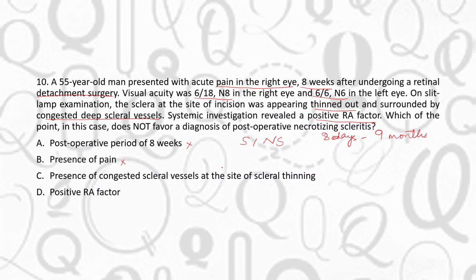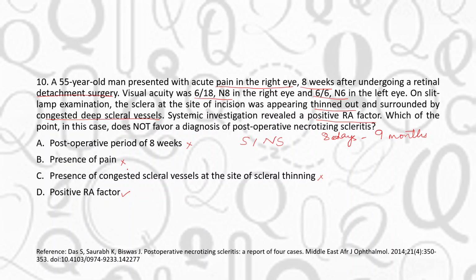Presence of congested vessels at the scleral thinning, no. This is also an important feature. Positive RA factor, yes. So just because RA factor is positive does not make it scleromalacia perforans. Presence of RA factor does not make it an autoimmune condition. So this is surgery inflicted necrotizing scleritis. So the presence or absence of an RA factor is not required for the diagnosis of SINS. So the answer here is D.